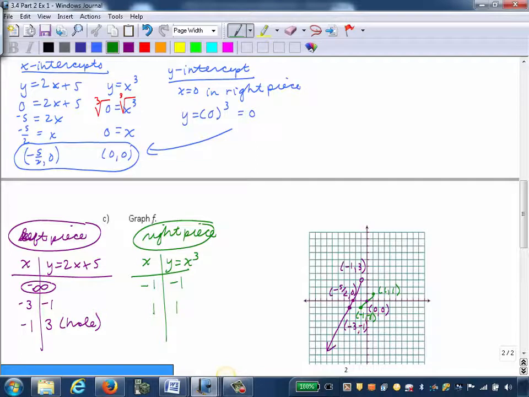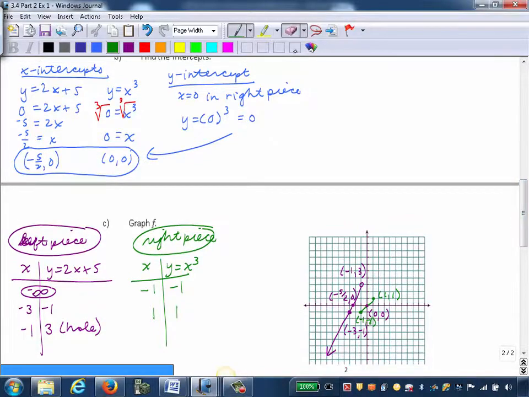So we can now see the two distinct pieces. Here's our left piece. Our left piece is linear, a 2x plus 5 graph from negative infinity to negative 1. Then at negative 1, this graph jumps down to a cubic function, the squiggly shape, from negative 1 up to positive 1.